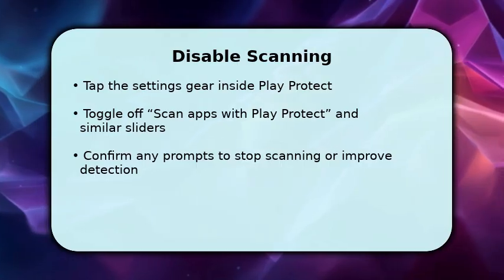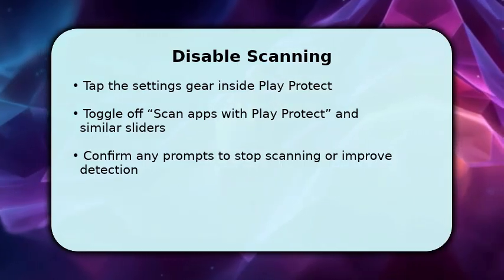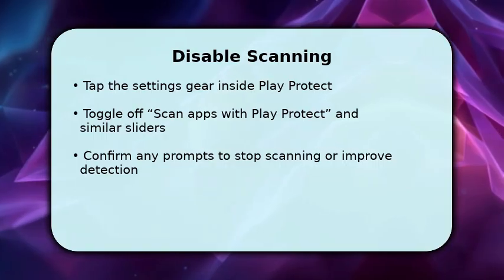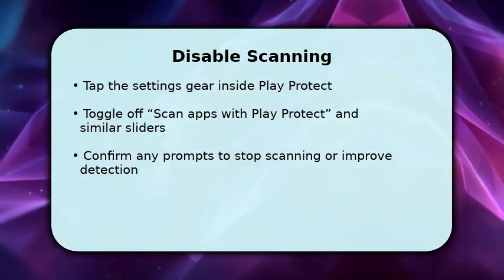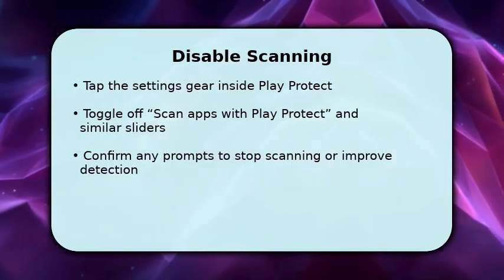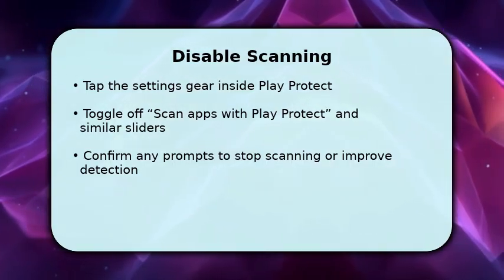On some phones, you may also see Verify Apps under Settings Security. Turn that off as well to prevent background checks. Once off, Play Protect won't scan new installs automatically, so be mindful when installing apps from unknown sources.